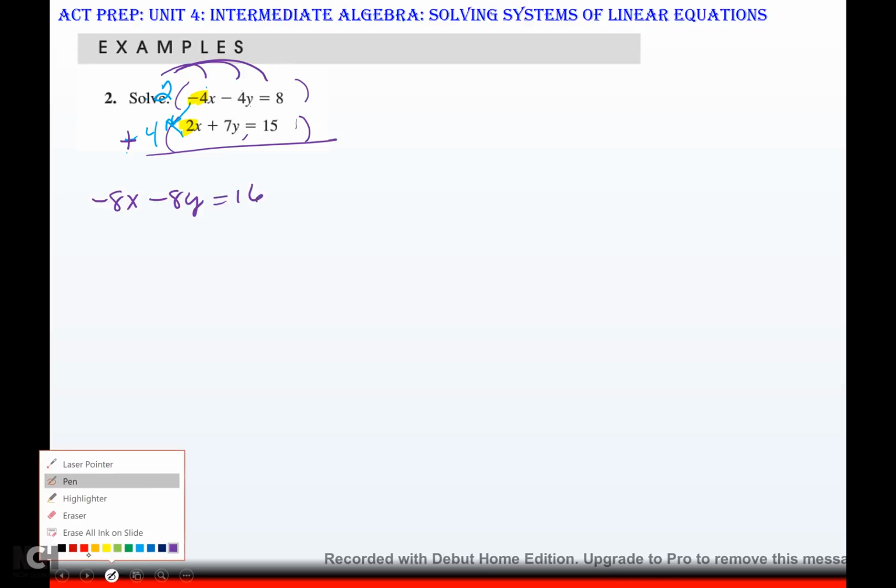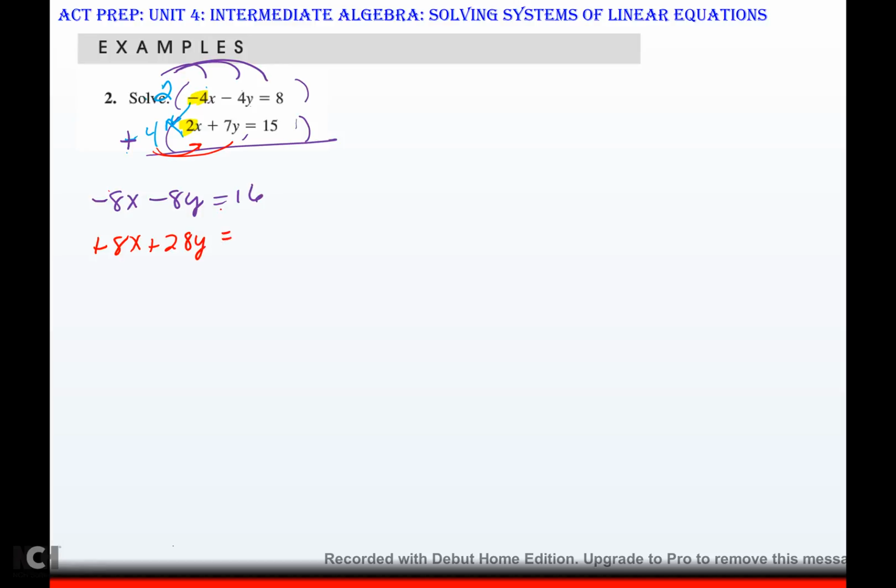On the bottom, I'm going to distribute that 4. 4 times 2x is positive 8x. See how now my signs are different and the numbers match? And that's because I did the top by the bottom and the bottom by the top and checked the signs. Positive 4 times positive 7y is positive 28y. And positive 4 times 15 is positive 60.